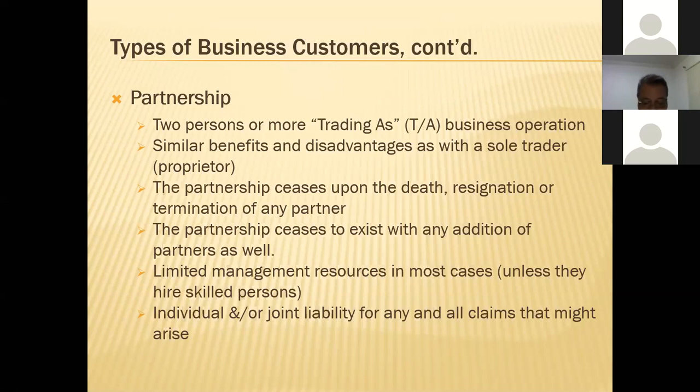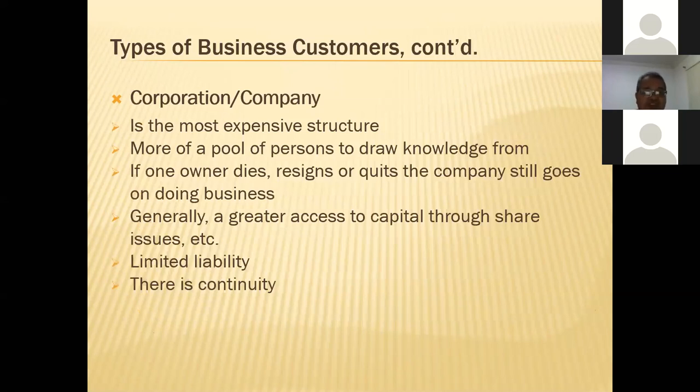the partnership. And then the third type of business customer we looked at was a corporation or a company. And we noted that this differs dramatically from the partnership and the sole proprietorship, in that this is the most expensive structure to set up and to maintain, in terms of annual fees to the government and fees to attorneys and that sort of stuff.